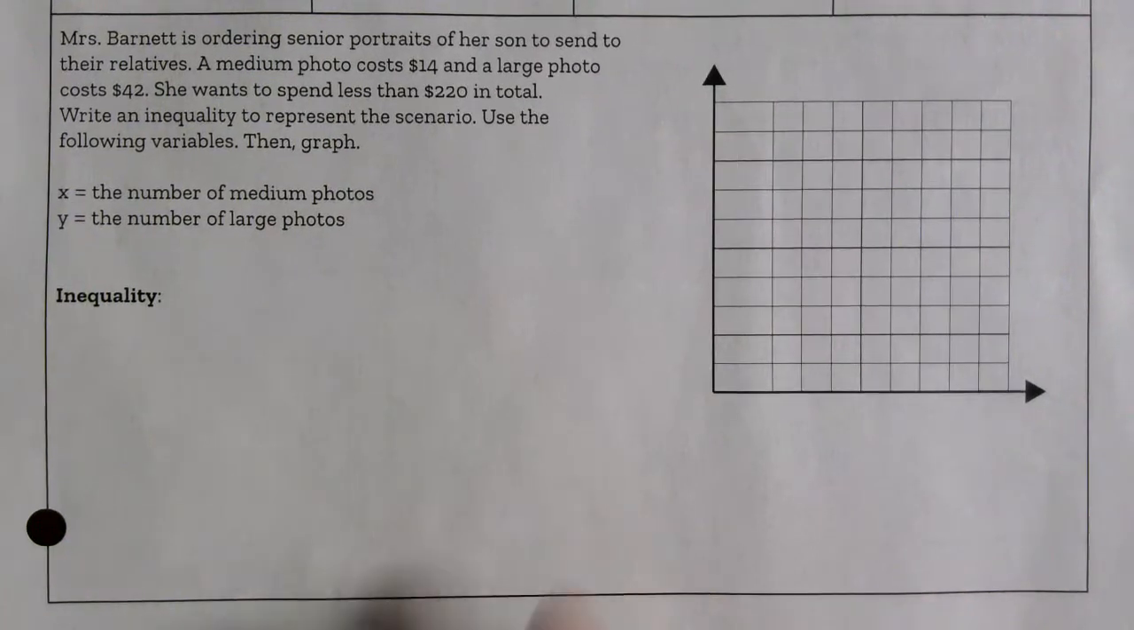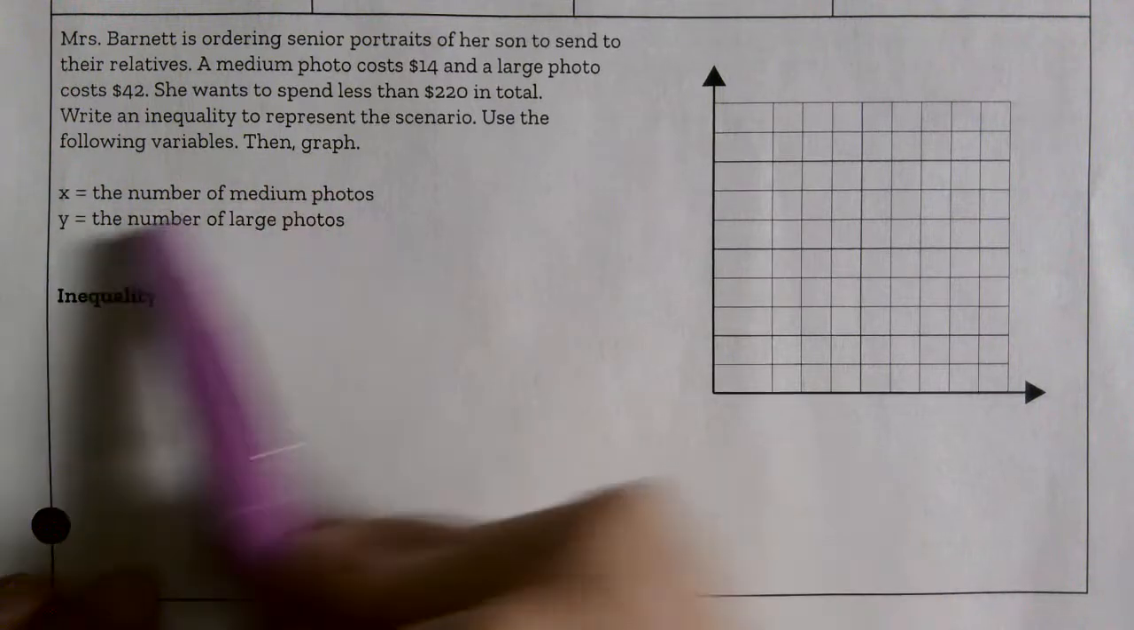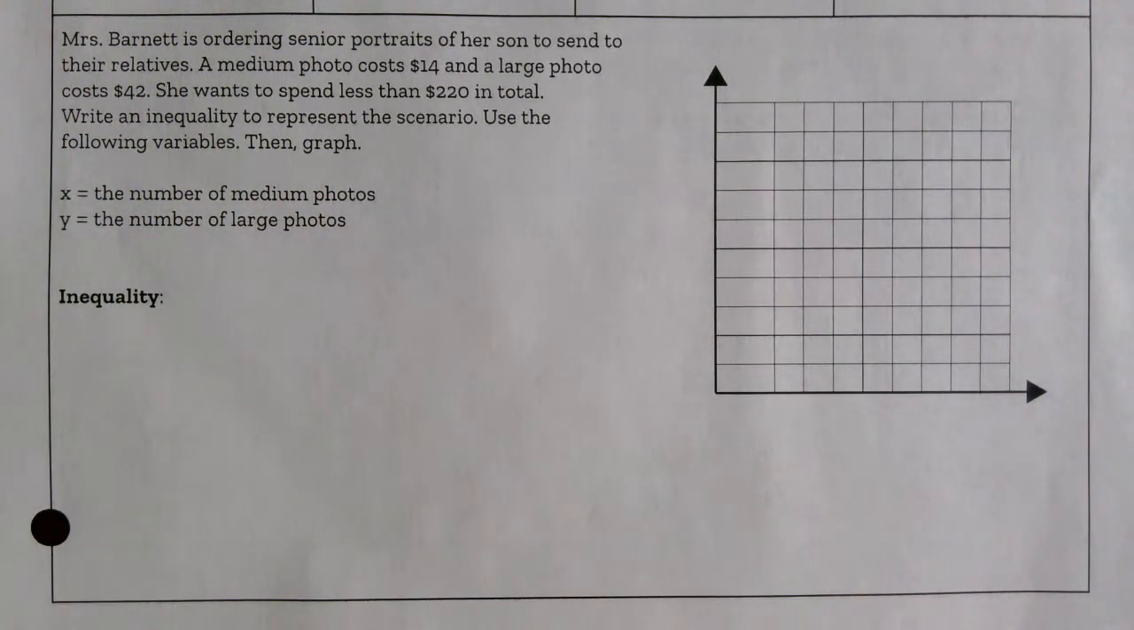So now we're gonna do an example. This example says, Mrs. Barnett is ordering senior portraits of her son to send to their relatives. A medium photo costs $14 and a large photo costs $42. She wants to spend less than $220 in total. Write an inequality to represent the scenario. Use the following variables and then graph. X is the number of medium photos and Y is the number of large.